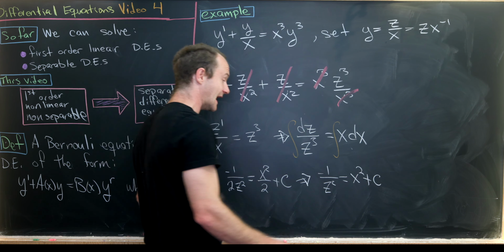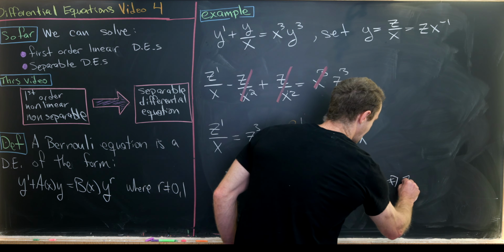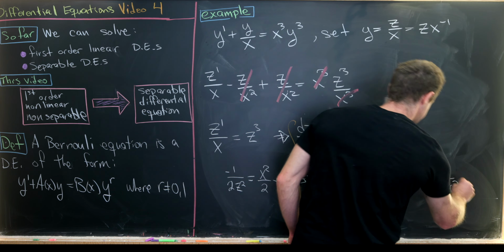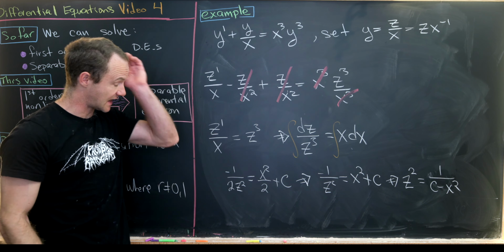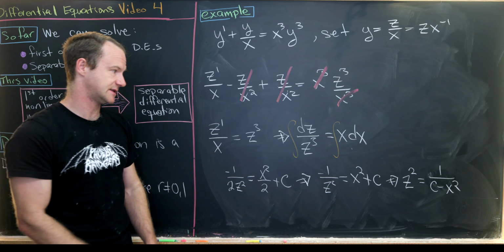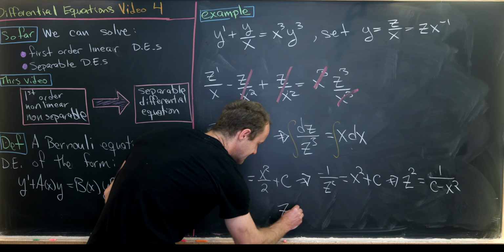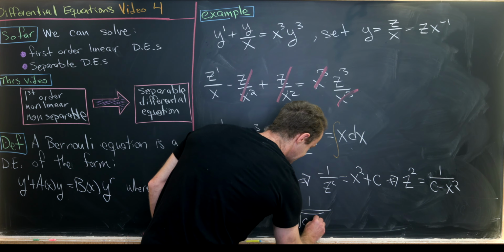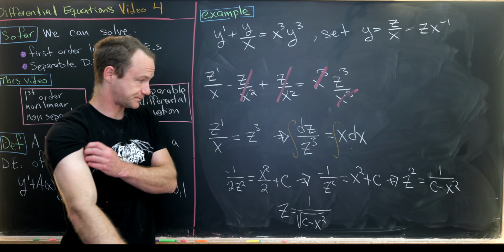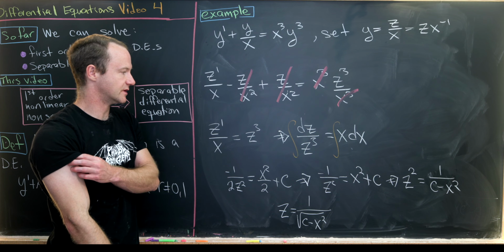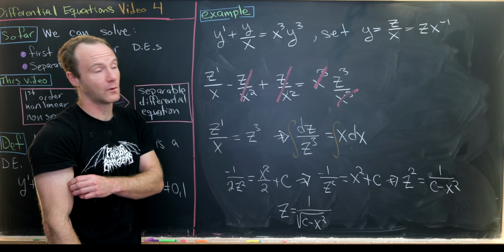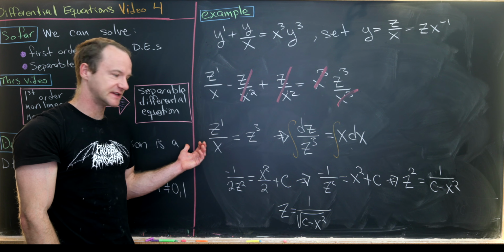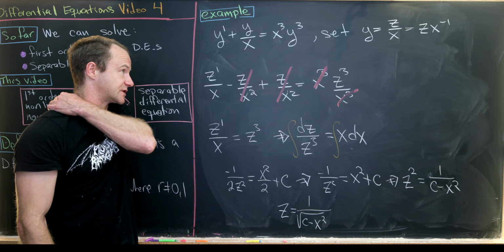Then I can take the negative reciprocal of both sides. That leaves me with z squared equals 1 over c minus x squared, where again, you guessed it, I absorbed the minus sign into the constant. And then finally, I'll have z equals 1 over the square root of c minus x squared, where I took the positive square root because of our assumption before that our initial condition gave us positive values. If it had given us negative values, then we would have had the negative square root.